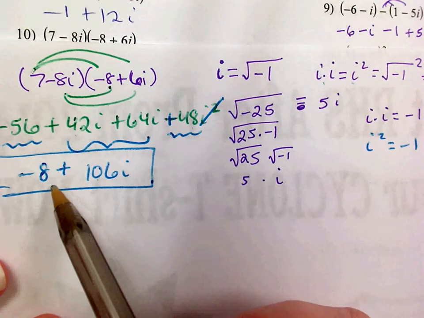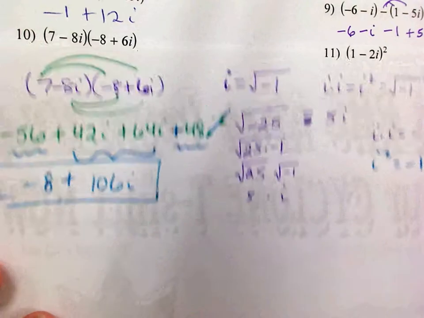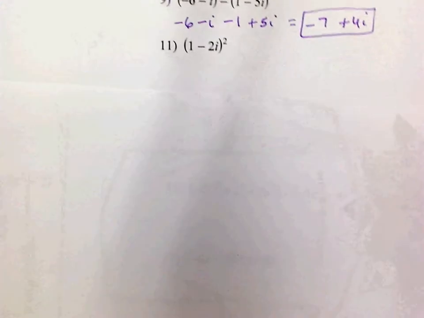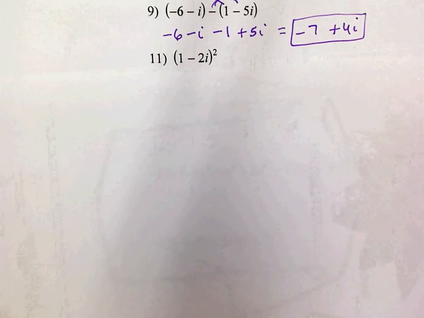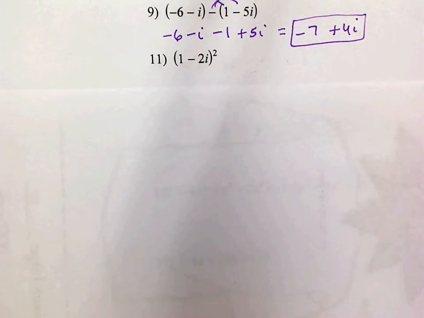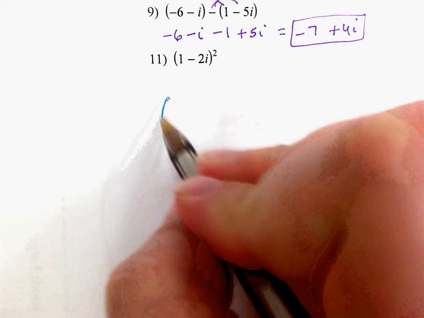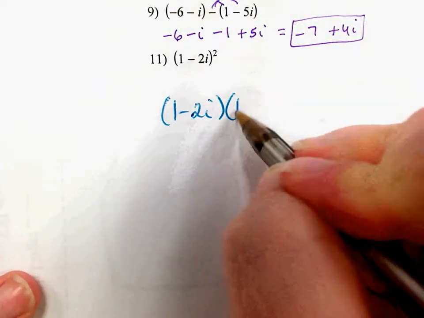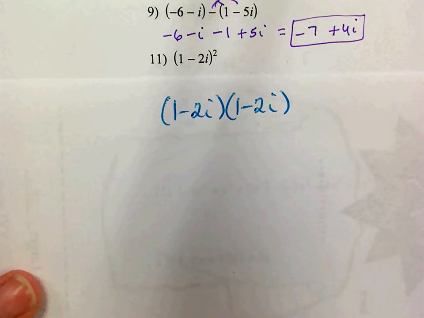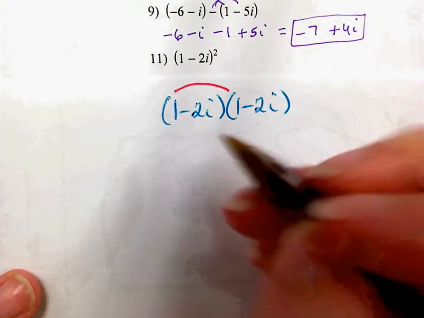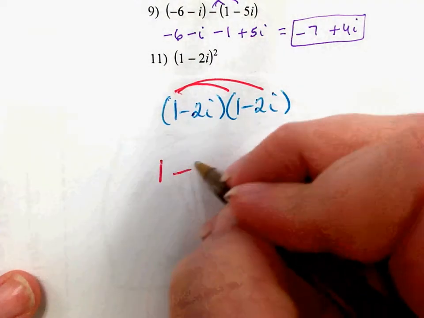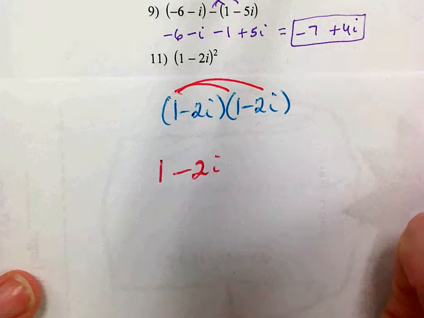Okay, so on number 11, what is squaring something the same thing as? I mean, assuming you're saying 1 minus 2i times what? 1 minus 2i. You're multiplying it by itself. So same process as last time? I'm going to follow that. 1 times 1 is 1. 1 times negative 2i? Negative 2i. Now I'm going to distribute the negative 2i. Negative 2i times 1 is negative 2i.